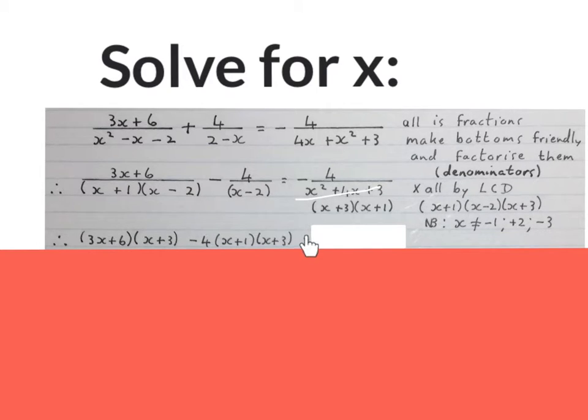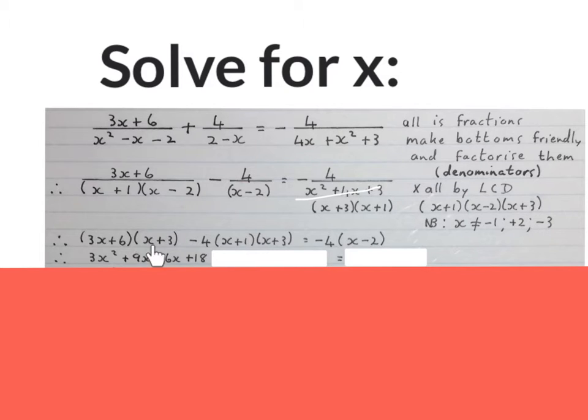Keep your equal, write down your minus 4. Then because you're timesing this whole fraction with your LCD, you'll cancel the x plus 3 with the x plus 3, the x plus 1 with the x plus 1, and you'll times the minus 4 with this x minus 2. Now we will simplify these two brackets, simplify this, and simplify this separately.